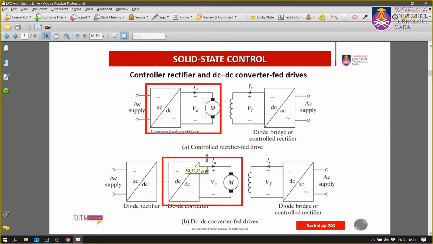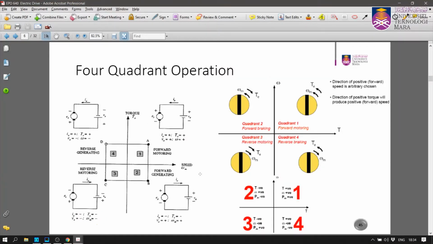In contrast, for the control rectifier, before the machine, we have this AC-DC control rectifier. Okay, so just to remind you again on the 4-quadrant operation, this 4-quadrant operation is very important if you want to apply this drive and to understand the drive operation.